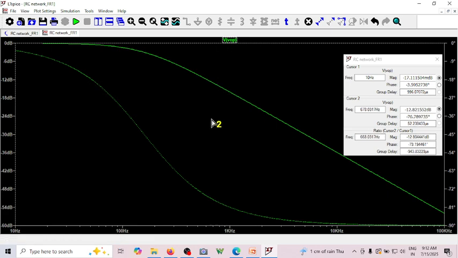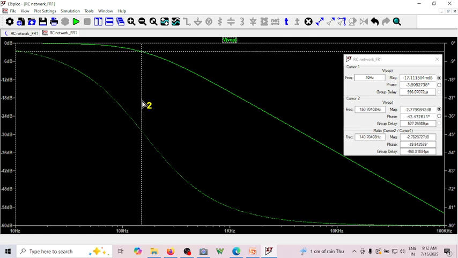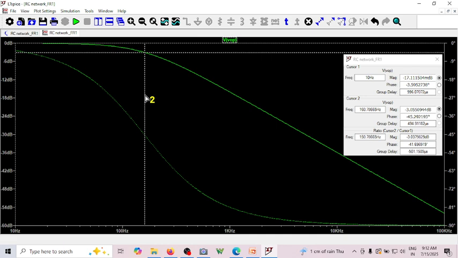So let me just change that, so that the magnitude difference is 3. Can you see this is now 3? Just keep on moving that, so that this magnitude difference becomes minus 3. So now I'm almost there at minus 3. Can you see this is minus 3?